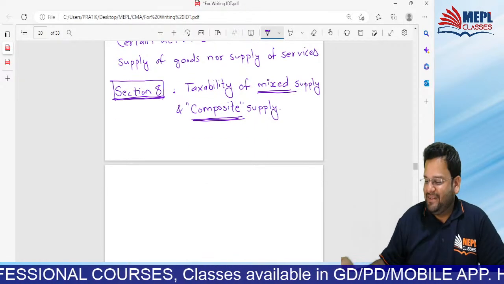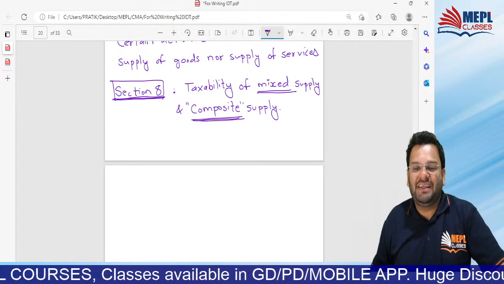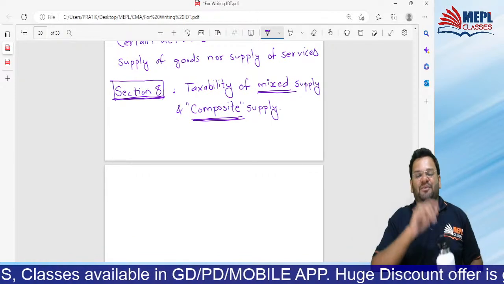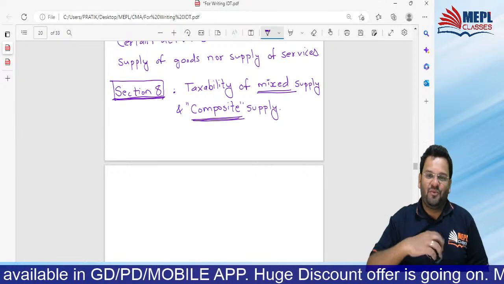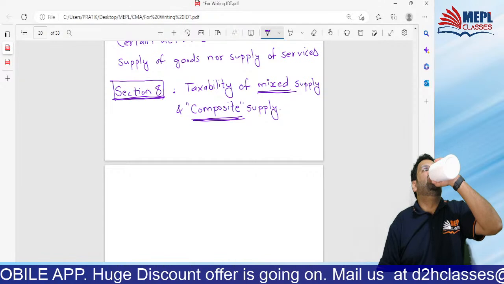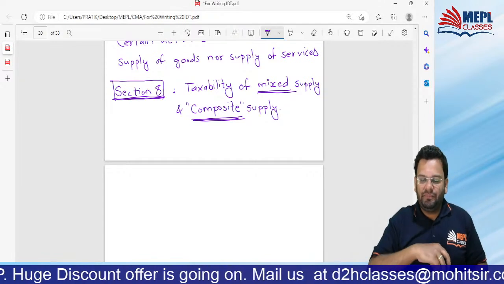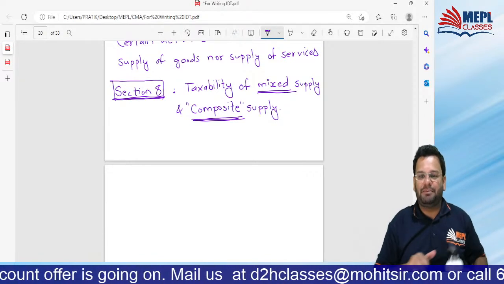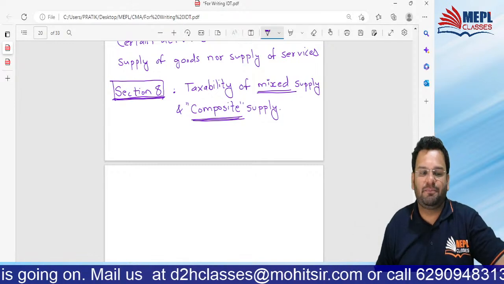Is it clear? Guys, quickly let me know in the chat window whether this is clear to you. What is section 8? I'll be very happy to read your response on this.